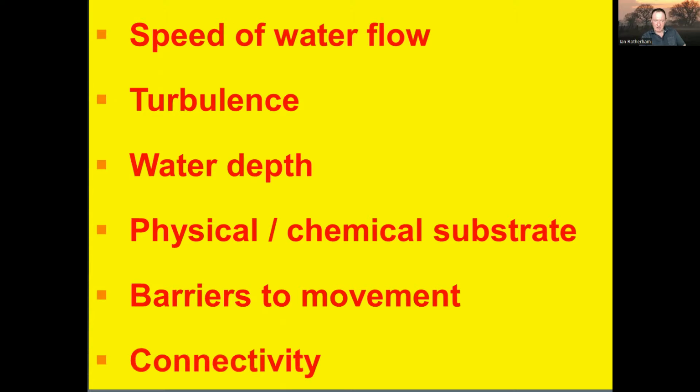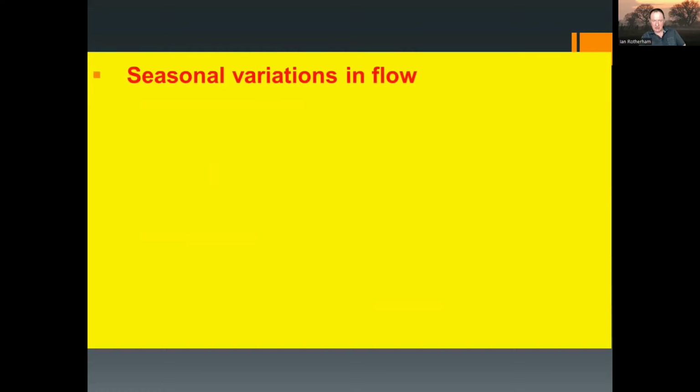So physical barriers can be important, and connectivity can be important between water bodies and running water bodies connecting still water bodies and still water bodies in a natural system embedded in a wider network of floodplain and river meanders. All these things work together, and you need to try and understand these in order to understand your particular water body. Seasonal variations in flow can be dramatic, from flood to drought.